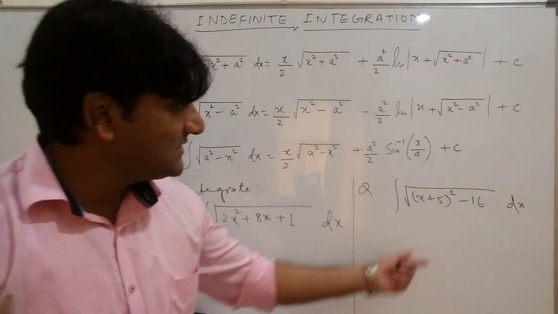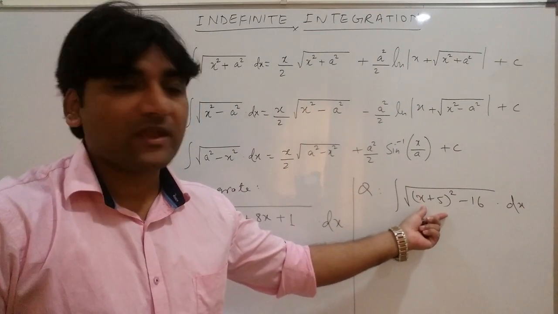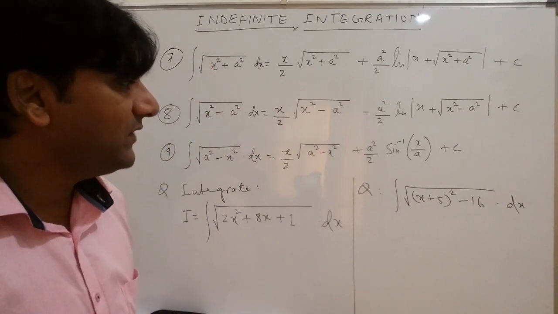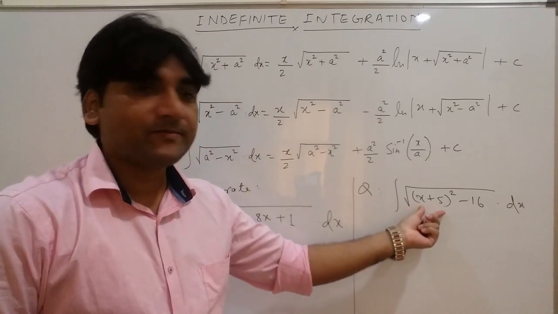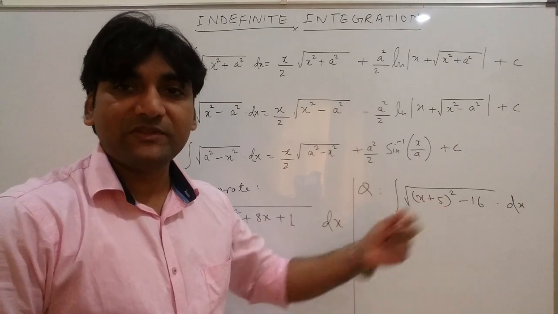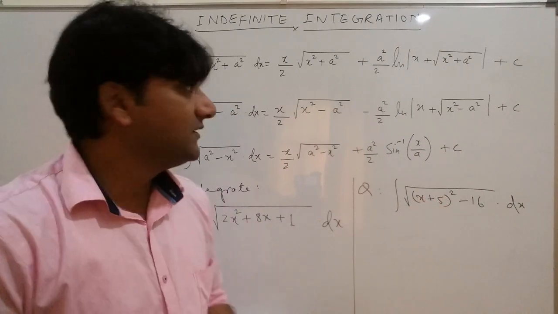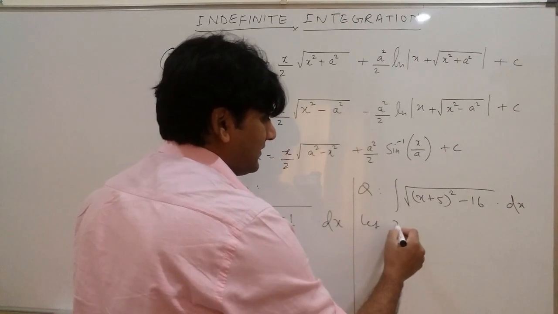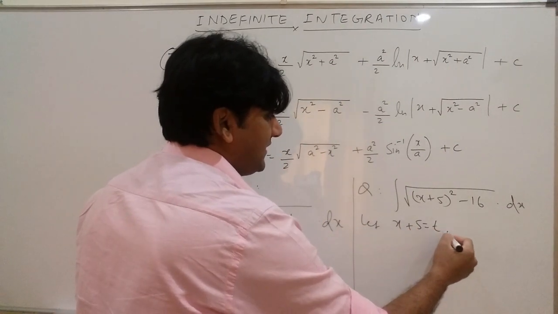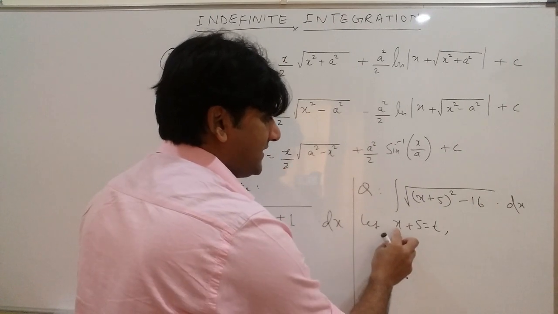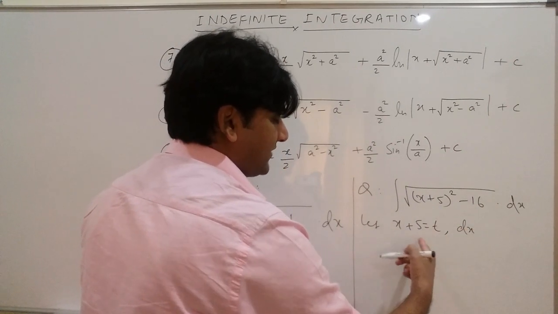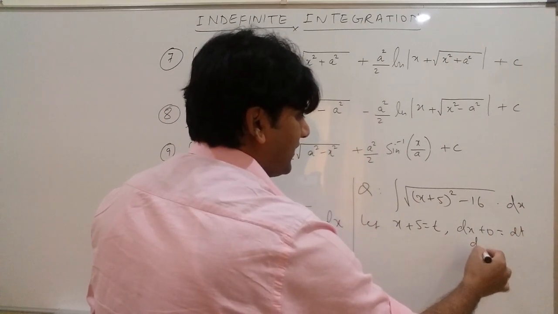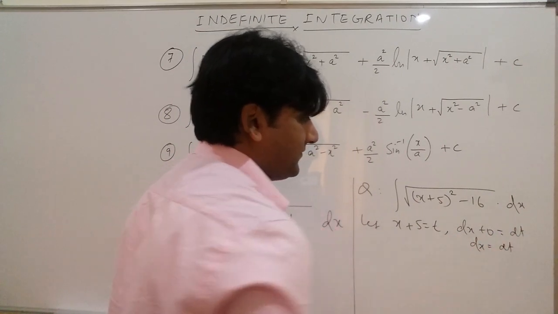So right now this is x plus 5. Okay. So in the formula we have x only. So what can we do? We can convert this with the help of the substitution method to make this one. So let x plus 5 equal to t. Now differentiate both sides. X would be dx, derivative of 5 is 0, t derivative is dt. So we got dx equals dt.